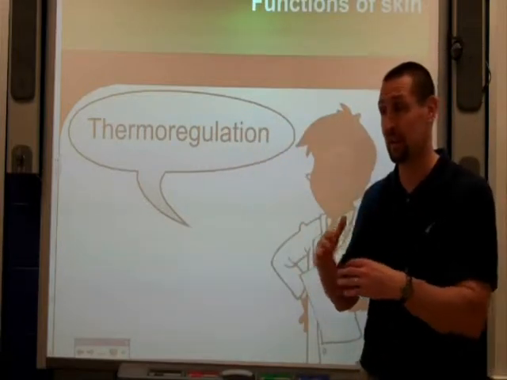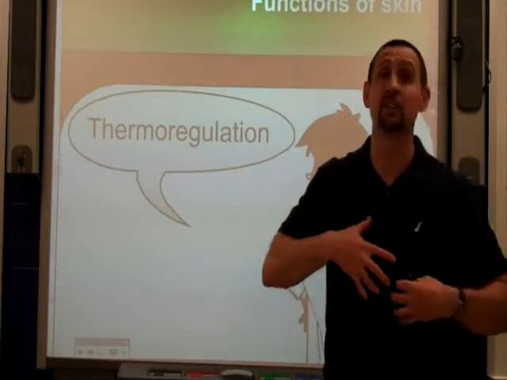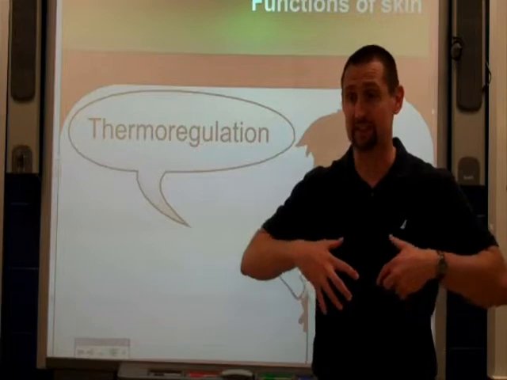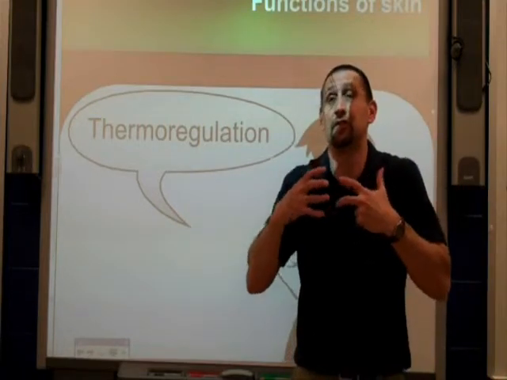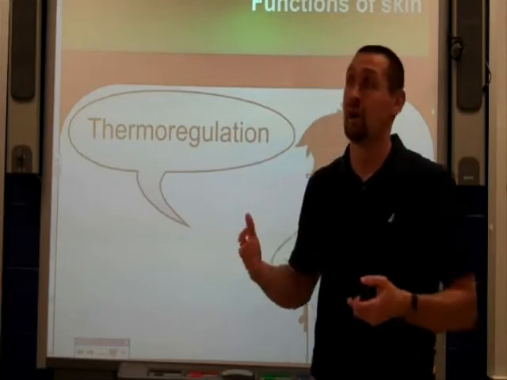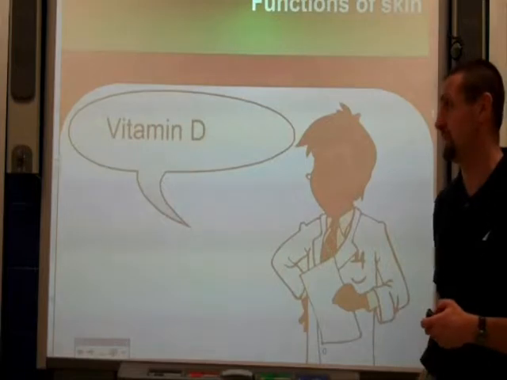Blood vessels that are interacting with the skin, like when you're nervous or embarrassed, you turn red as those blood vessels dilate and allow blood to come to the surface. And you're embarrassed, and you feel that heat flash. All those are ways that your skin helps to regulate your body's temperature, thermoregulation.